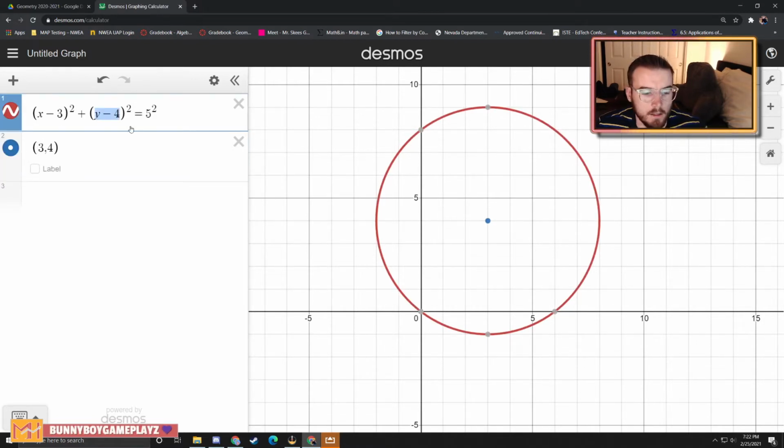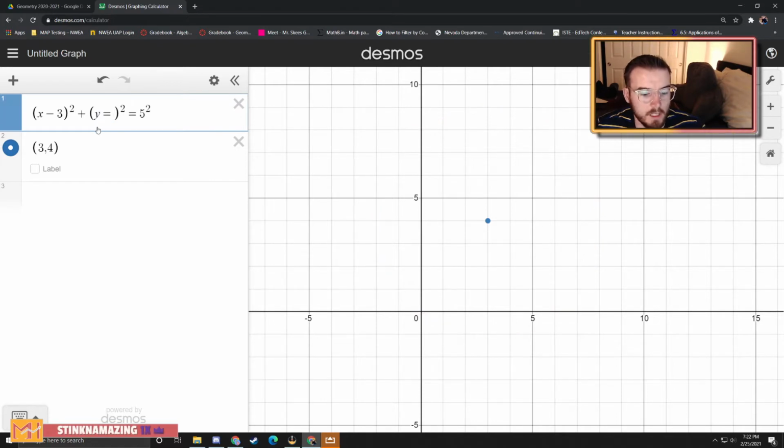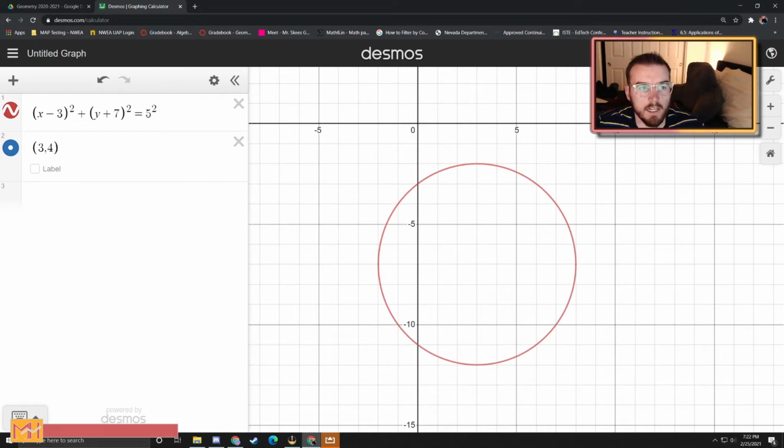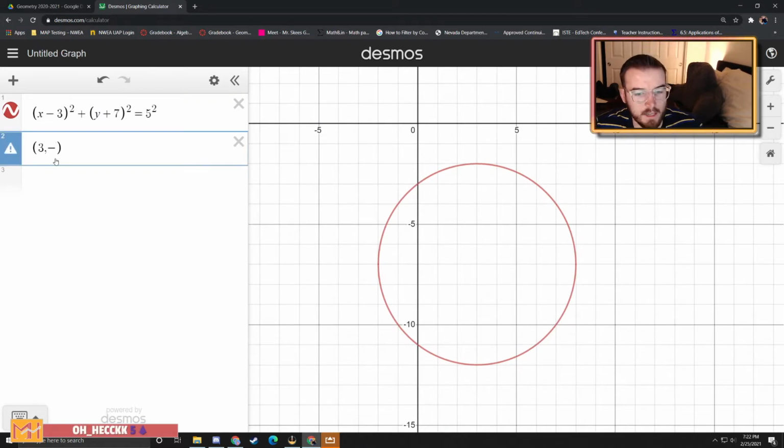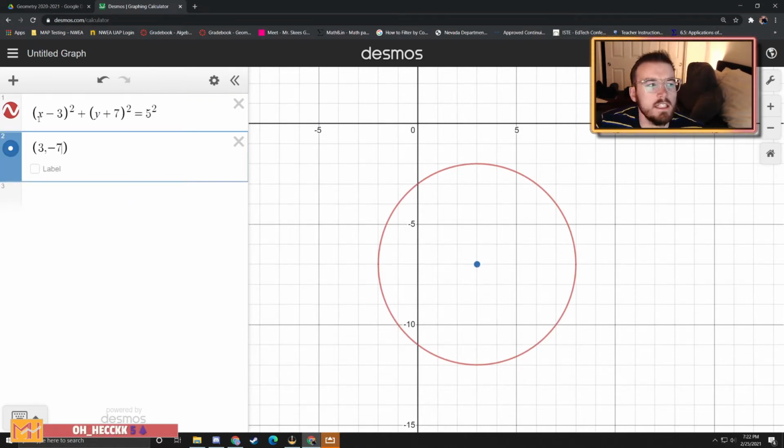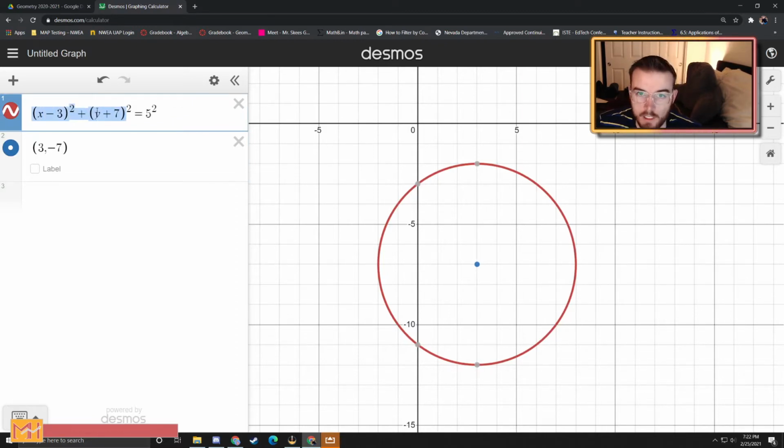Make this plus 7. It's going to move it down. Check this out. Plus 7. It moved it down, right? All the way down to minus 7. So this equation is like directions, okay?